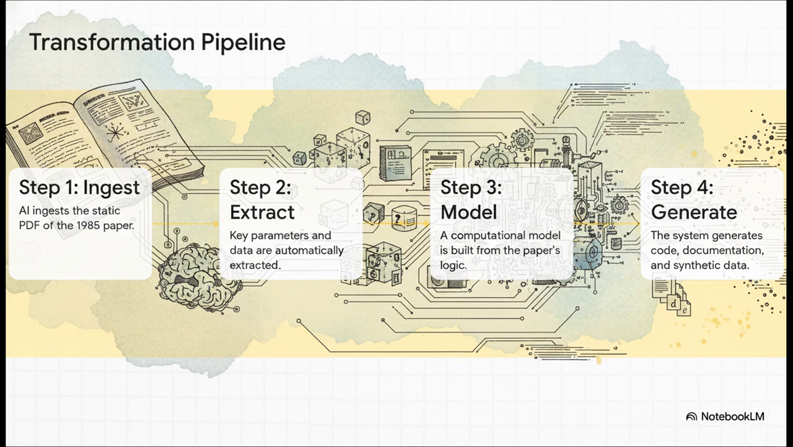A special pipeline was developed for exactly this. First, an AI model reads and understands the entire 1985 paper. Then, it automatically identifies and extracts all the key technical parameters. From there, it builds a computational model based on the engineering principles in the paper. And finally, it generates everything you need: simulator code, documentation, and even new data based on that model.